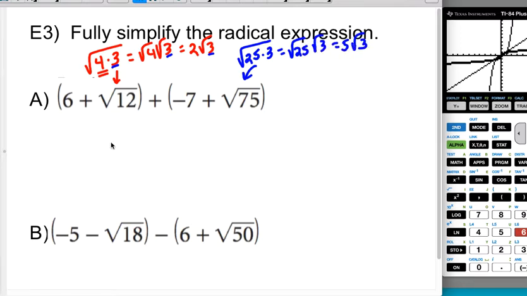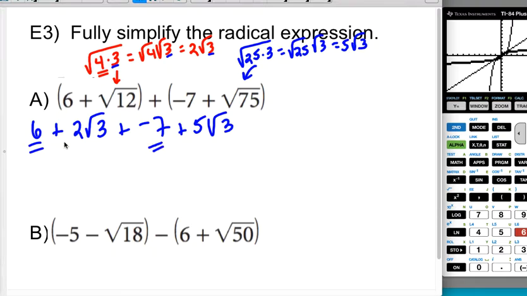So now let's clean this up. This is 6 plus 2 root 3 plus negative 7 plus 5 root 3. I can combine the regular numbers: the 6 and the negative 7 give me a negative 1. And I can combine the root 3s: 2 of the root 3 plus 5 of the root 3 is 7 root 3, and that's my answer.